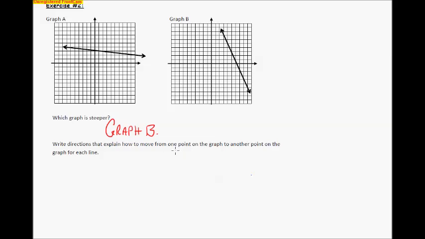Okay, that's pretty straightforward. And again, we want to write directions to explain how to move from one point to the other. So I'm going to go up to graph A and pick out some points that I know are right on the line. It looks like this one right here. I'm going to pick that one.